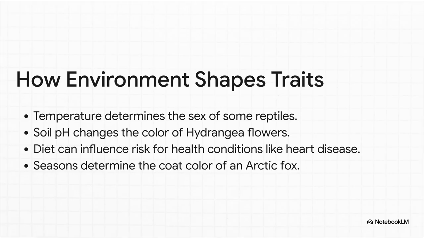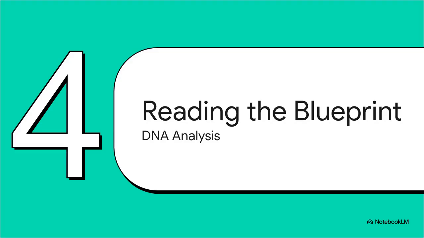I mean, the temperature of the nest can determine if a turtle is male or female. The pH of the soil can make a hydrangea flower pink or blue. And for us humans, simple lifestyle choices like diet and exercise can directly turn on or off our genetic risk for things like heart disease. It's amazing. So with all this genetic complexity, how in the world do scientists actually read the blueprint?